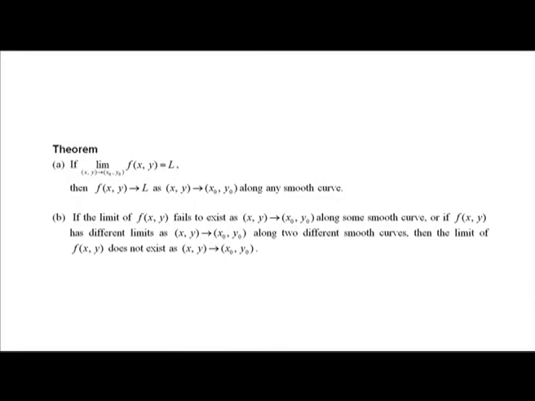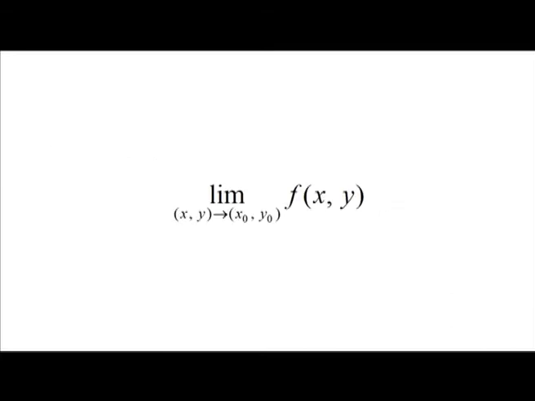The two-path test for the non-existence of a limit. In view of the above theorem, if a function f of x, y has different limits along two different paths as (x, y) approaches (x naught, y naught), then the limit as (x, y) approaches (x naught, y naught) of f of x, y does not exist.